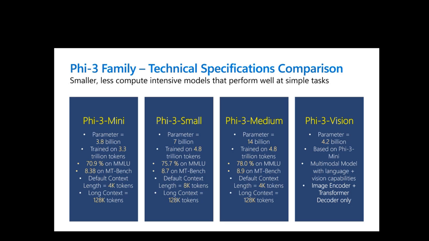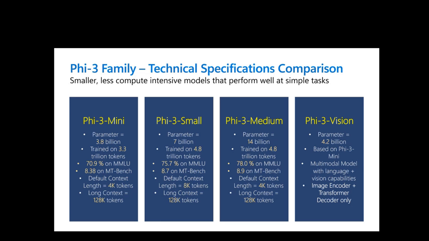So even the ranking on MT-Bench for Phi-3 mini was pretty high. It was 8.38. Very important, it comes in two variants. You have the default context length, or window size, that we call 4K tokens, and we have the extended, long context length, which is supported as of now, at 128K tokens. So that's basically the mini.